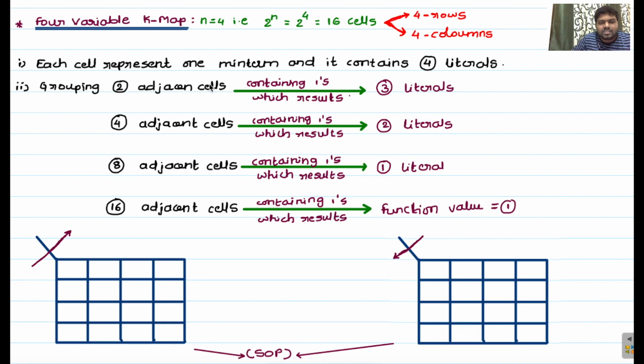Grouping 2 adjacent cells containing ones results in 3 literals in its final expression. Grouping 4 adjacent cells containing ones results in 2 literals in its final expression, right? Grouping 8 adjacent cells containing ones results in 1 literal, and grouping 16 adjacent cells containing ones represents the function value equals 1. We already came across these statements in the 3 variable K-map and 2 variable K-map, right? The 4 variable K-map is also the same thing. So grouping of 2, 4, 8 and 16 adjacent cells, okay, these are the possible pairing square boxes.